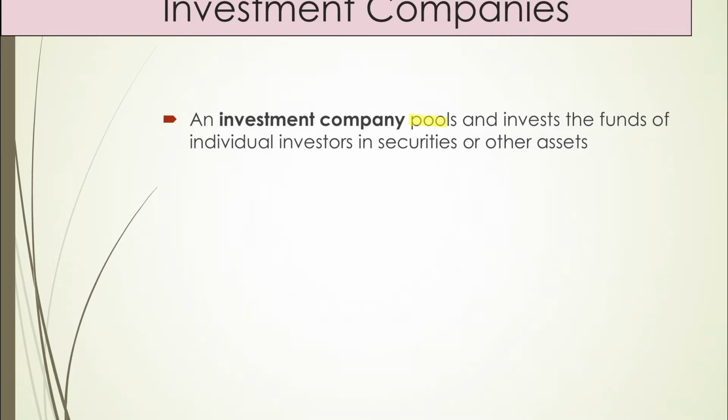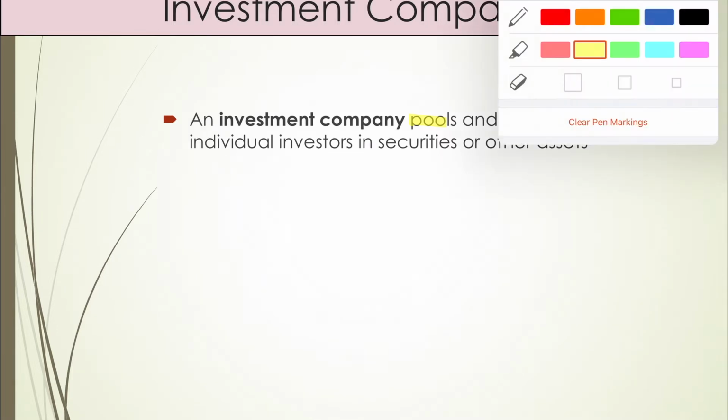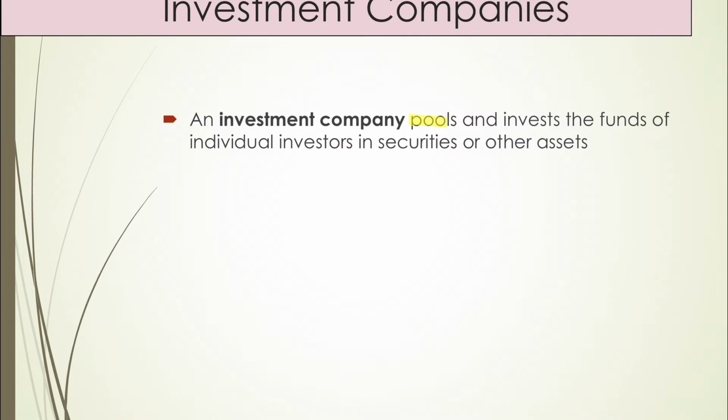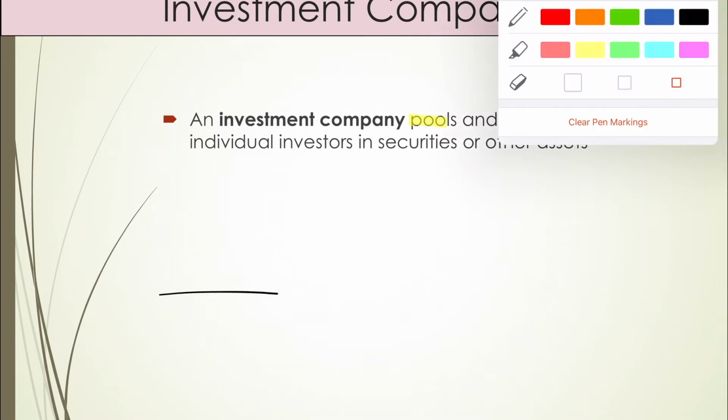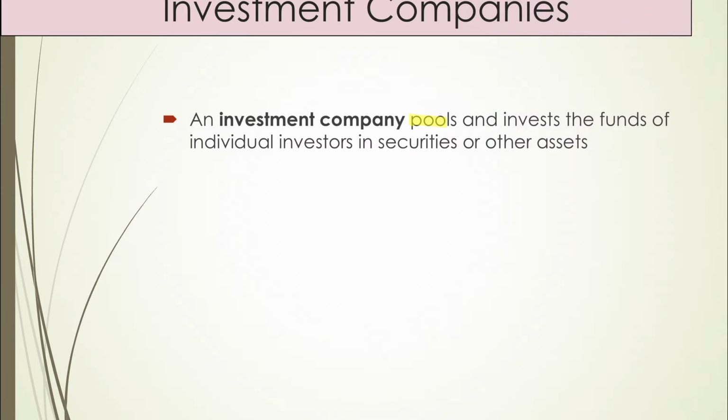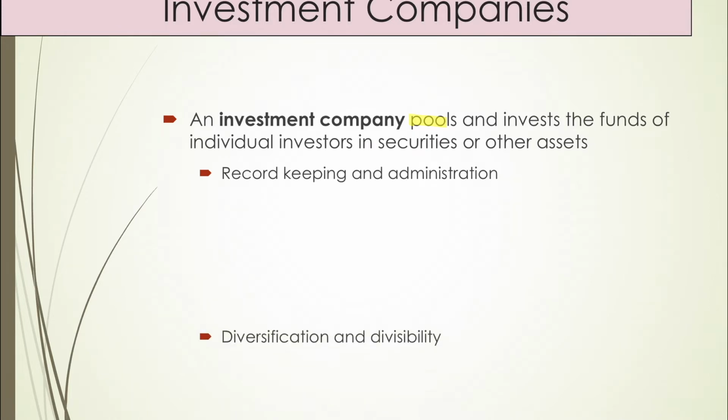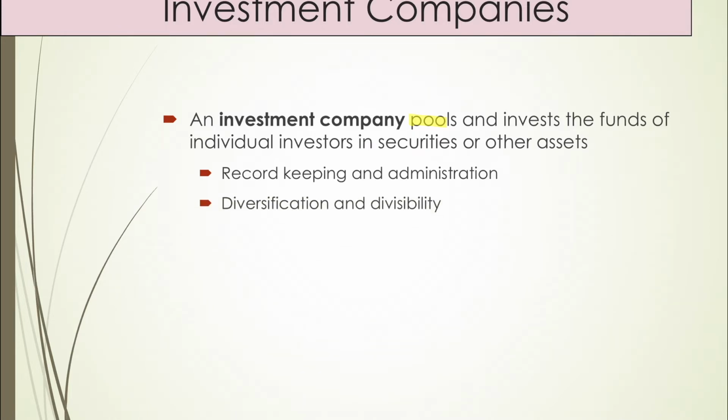These investment companies are simply financial intermediaries, so they are acting as a middleman between two parties in a financial transaction. And with these investment companies, they actually perform four important functions for investors. First, the first important function that they provide is record keeping and administration. So they will provide information about different types of investments, and then they may also actually reinvest dividend income for their investors.